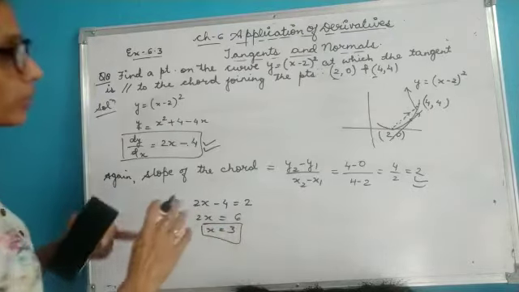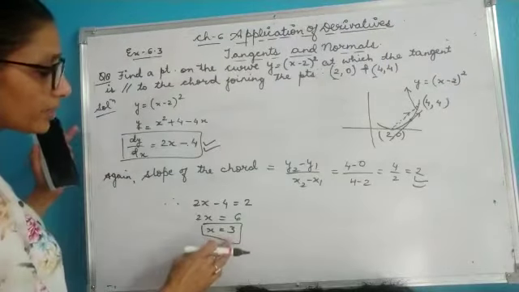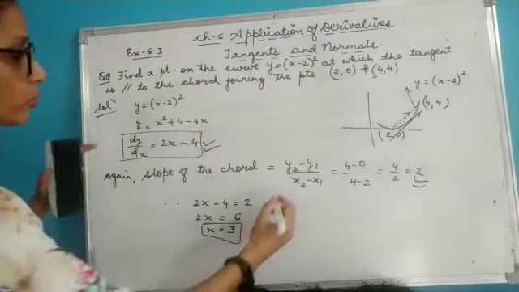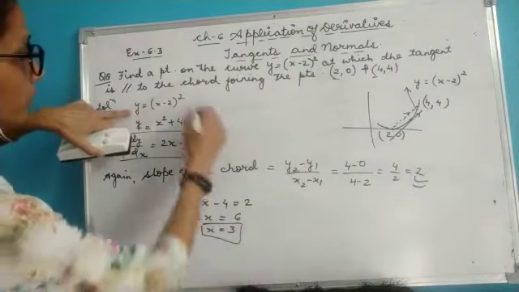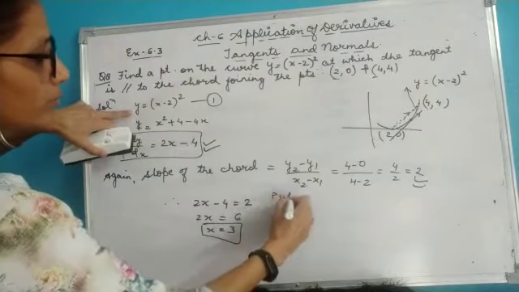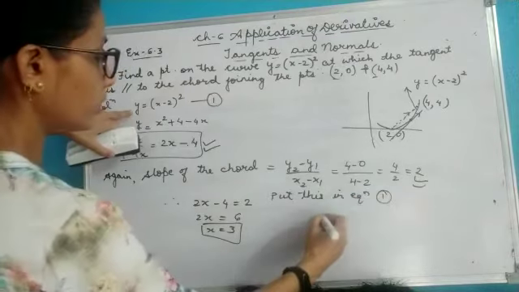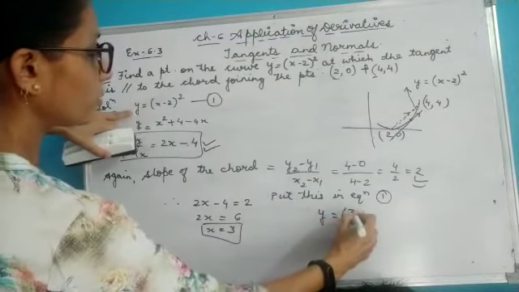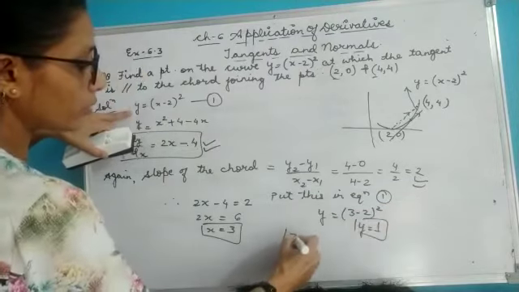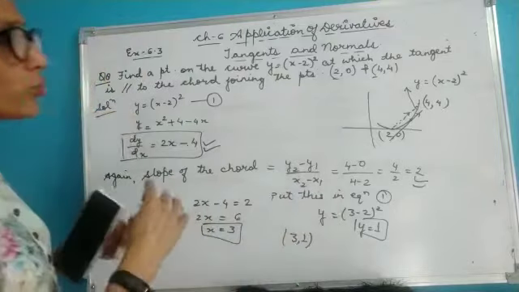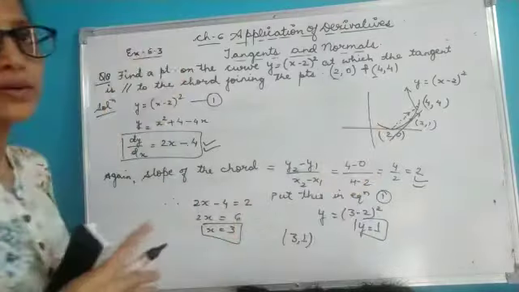So this is the point I have got here, x equal to 3. Let's find now, when x equals 3, what will be y? I can put this value in equation 1. So y equals 3 minus 2 whole square, which is just 1. That means at 3 comma 1, if the tangent passes through 3 comma 1, then it becomes parallel to the given chord.